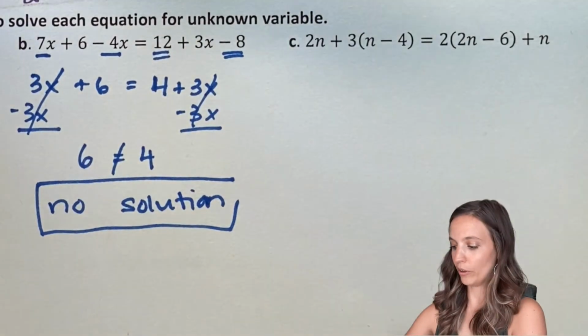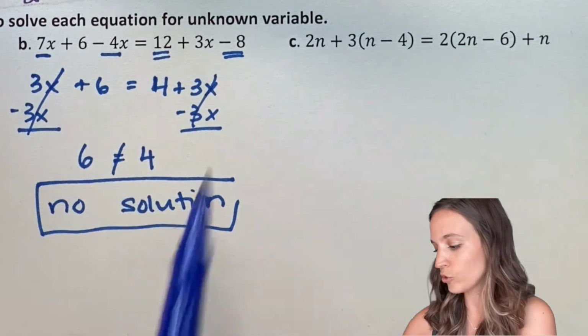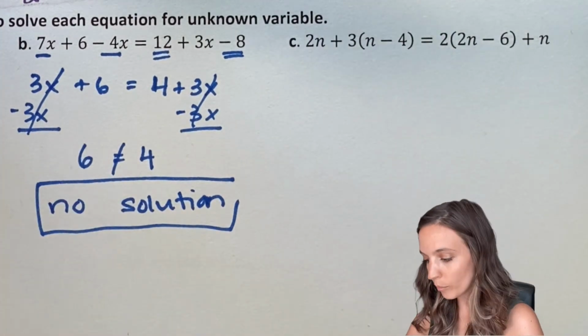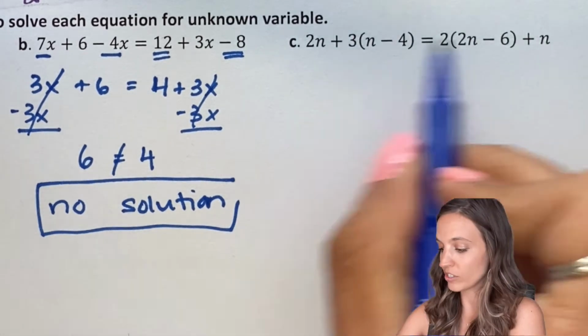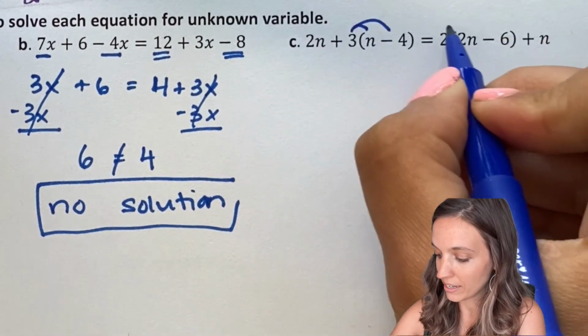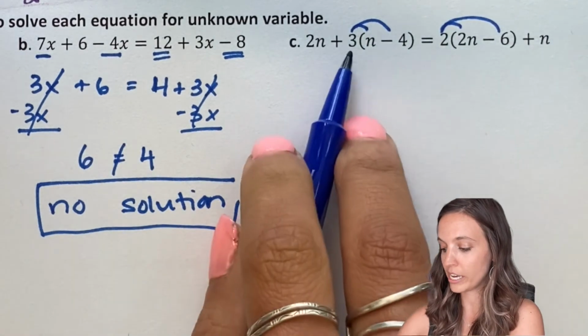Okay, last example. This one's going to combine all the skills we've used so far. We've learned we have to distribute when we see those parentheses, combine like terms, and move our variables to one side. I see parentheses, so that's the first thing I take care of right away. I'm going to get rid of those parentheses by distributing the 3 here and the 2 here.